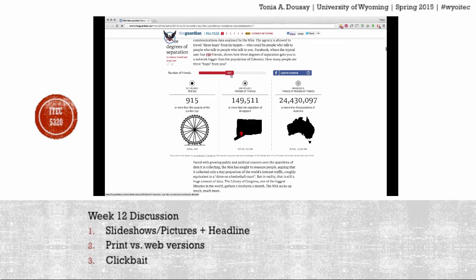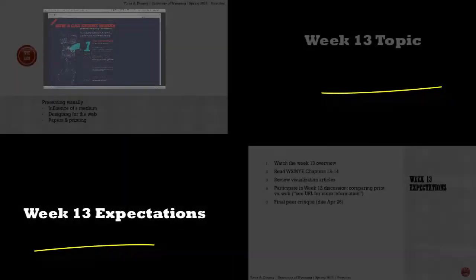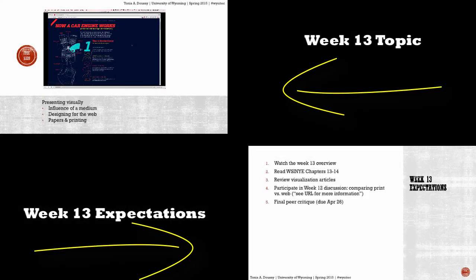So all of that said, let's take a look at this week's topic. Use the on-screen navigation to access another section of this week's overview.